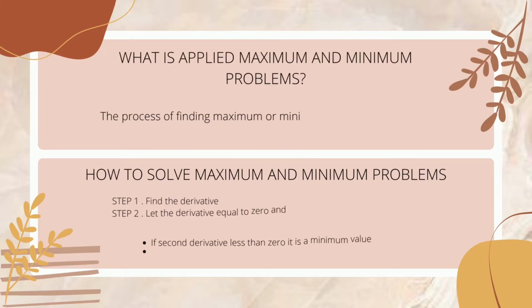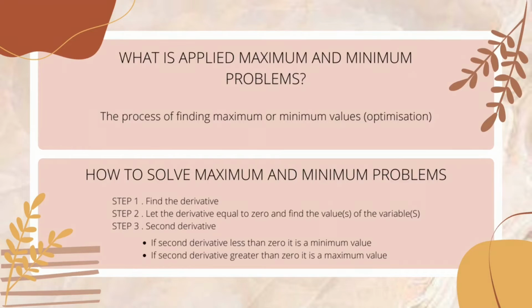What are applied maximum and minimum problems? It is the process of finding maximum or minimum values, which is called optimization. For example, we will maximize the profit in a company or minimize the cost, and find the least amount of materials to make a particular project or object.